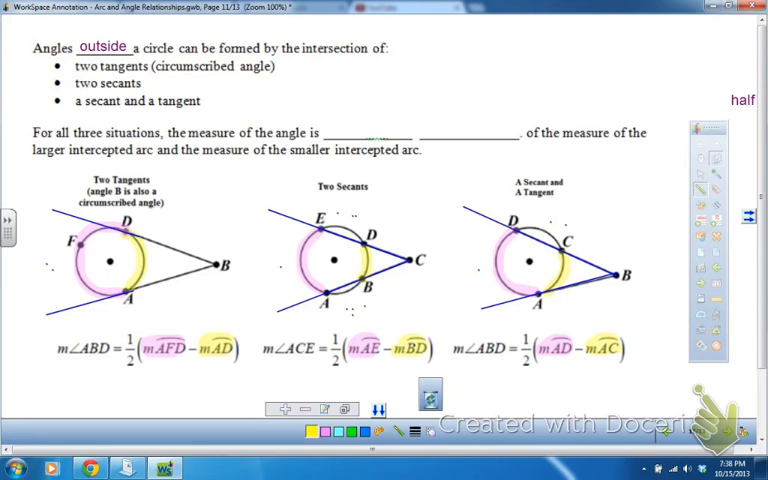And the formula works the same for all of them. And I forgot to drag over to finish this. For all three situations, the measure of the angle is half the difference. Now, when the angle was inside of the circle, we had to add the two arcs together and then take half. But in this case, when the angle is outside of the circle, we're going to find the difference of the two arcs and then take half. So you're always going to subtract the smaller arc from the larger arc to get the measure of that angle.